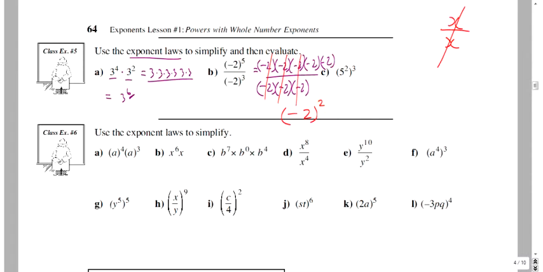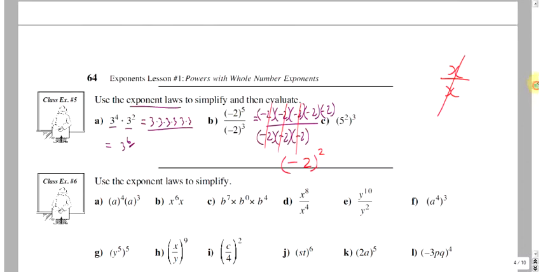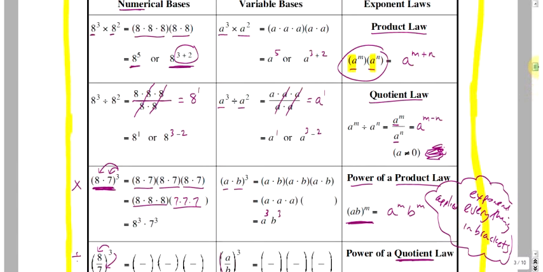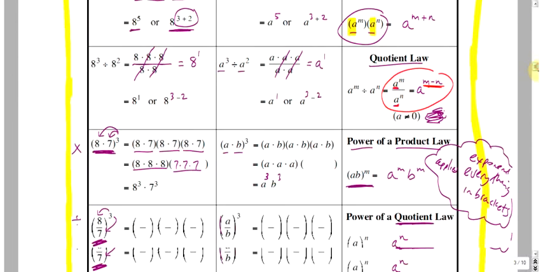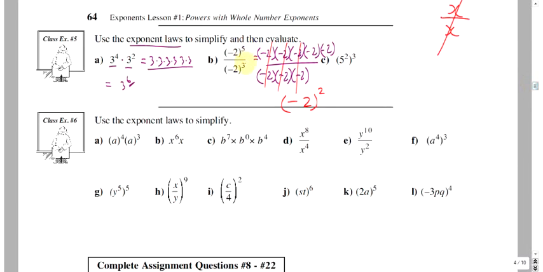But what's the rule? I'm dividing with the same base. Where's that? That's here. I'm dividing with the same base. What do I do with my exponents? I subtract them. What is 5 minus 3? Yes. Okay, that's not an 8. It's not an S. It's supposed to be a 5.